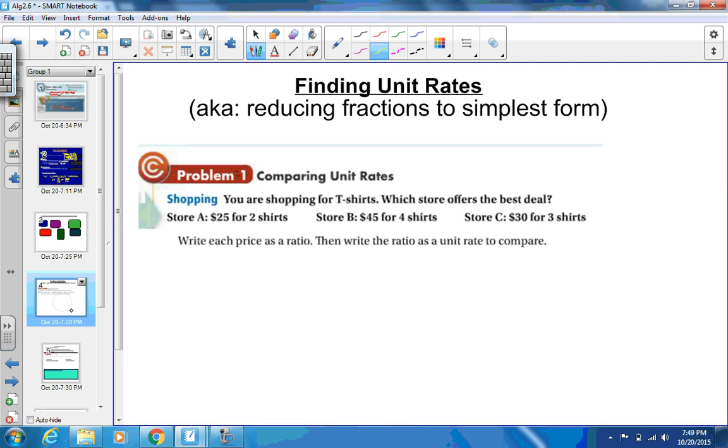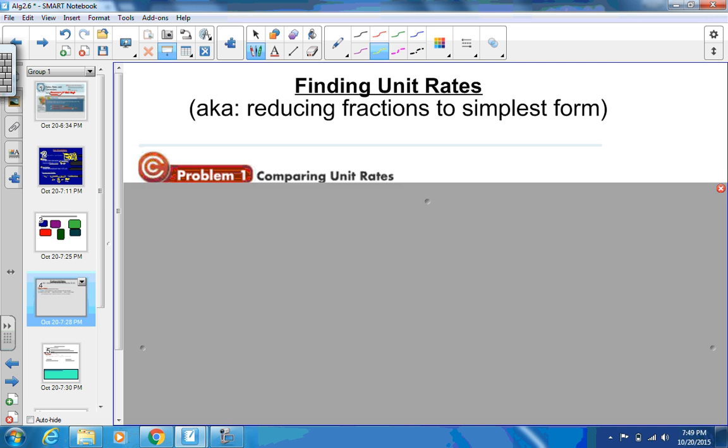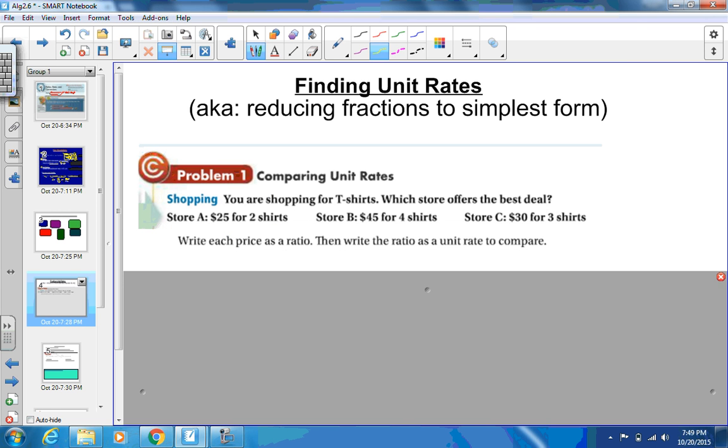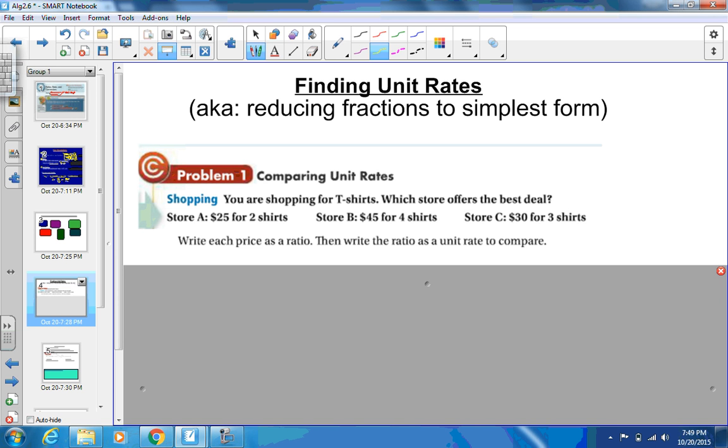All right. So the first thing we're going to talk about is finding unit rates, which is pretty much the same thing as reducing fractions to the simplest form. You've done plenty of reducing fractions, finding equivalent fractions that are reduced. So here's our situation. You are shopping for t-shirts, and we want to figure out which store has the best deal.